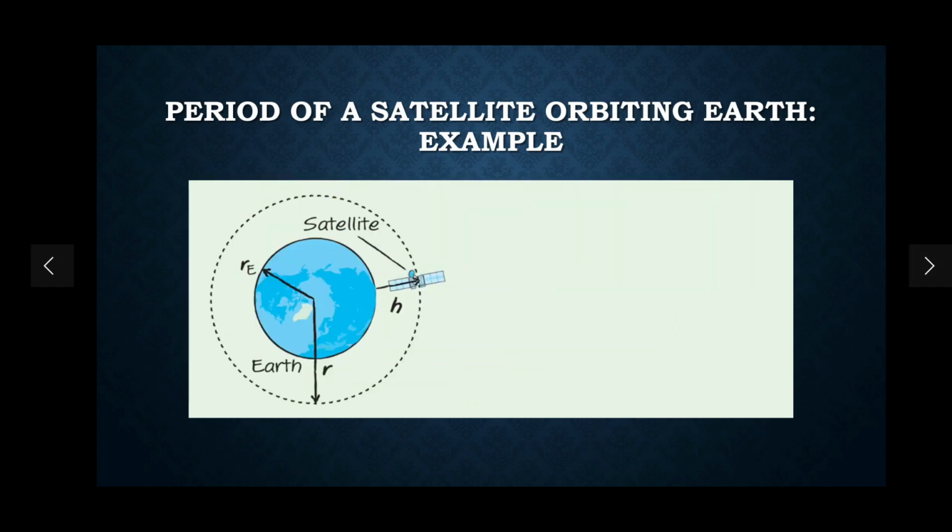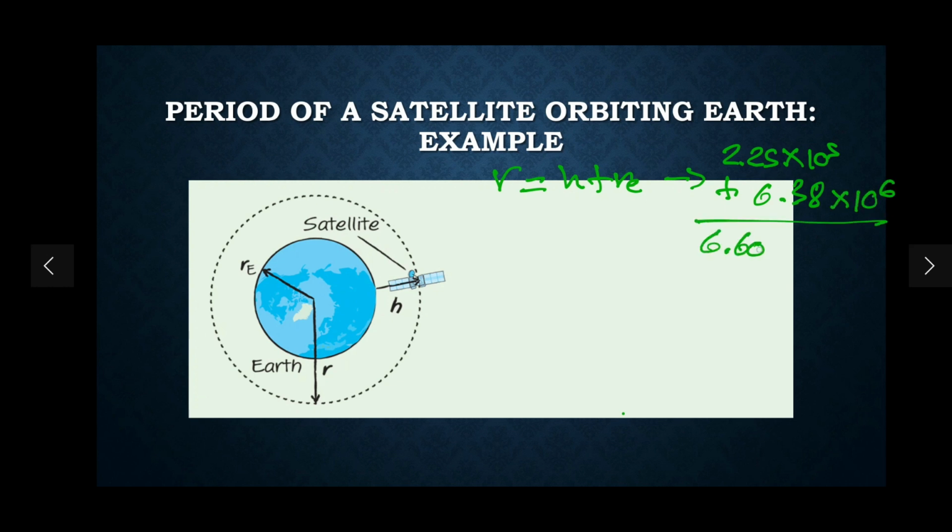Let's first determine the orbital radius, or r. r equals h plus R_E, which is 2.25 times 10 to the power of 5 plus 6.38 times 10 to the power of 6, which gives us 6.60 times 10 to the power of 6 meters. Let's solve for the speed.